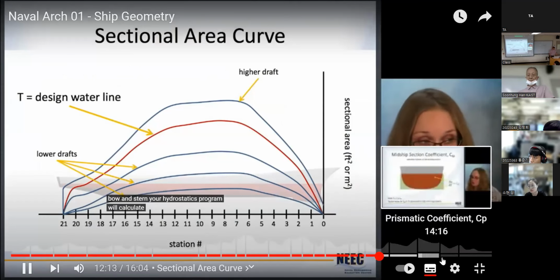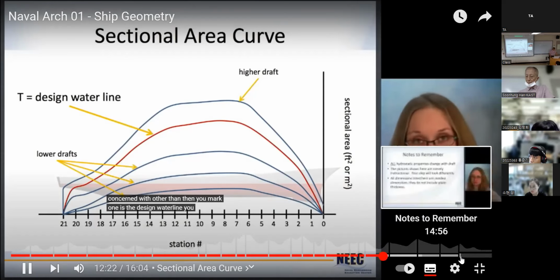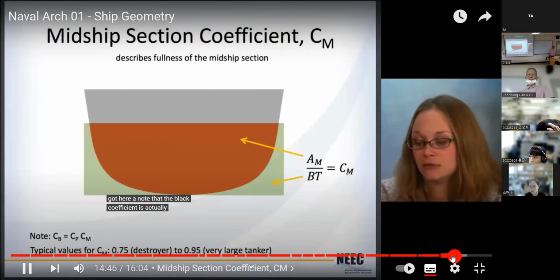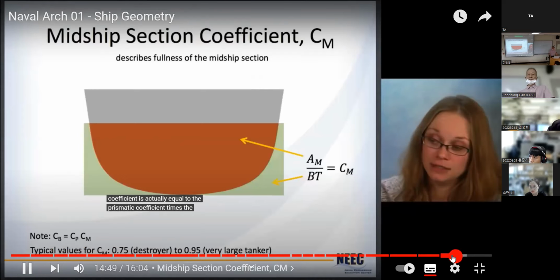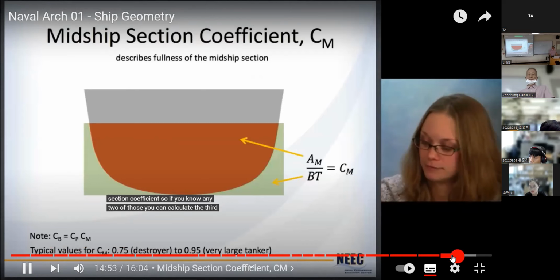Your hydrostatics program will calculate this for you. You can do it for a lot of different drafts because there'll be a bunch of different drafts that you need to be concerned with. Then you mark one as the design waterline. You do some that are greater than what I've got here. A note that the block coefficient is actually equal to the prismatic coefficient times the midship section coefficient. So if you know any two of those, you can calculate the third.